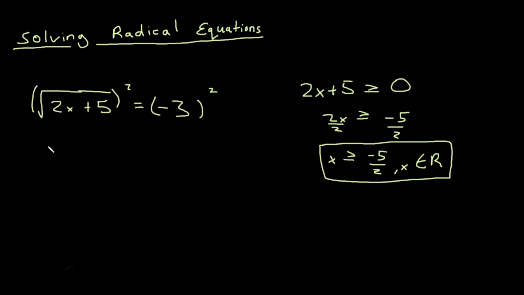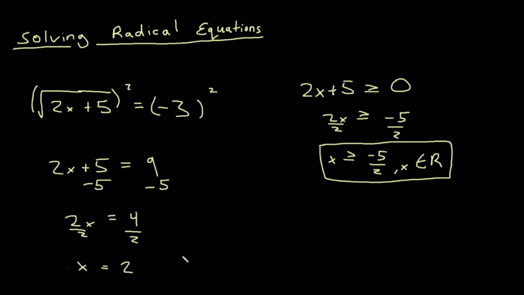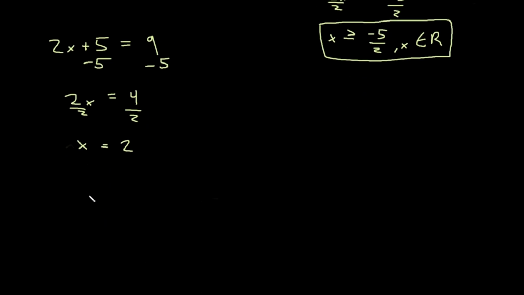So 2x plus 5 will equal 9. Let's isolate for x, so minus 5, minus 5. 2x is equal to 4. Divide both sides by 2. x is equal to 2. Now x fits our restriction of being greater than negative 5 over 2, since x is positive. So let's try substituting it back into our equation to see what we get.